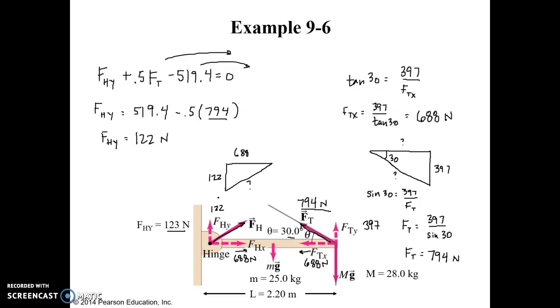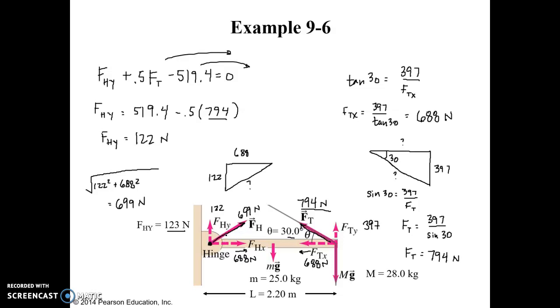So if I just take the square root of 122 squared plus 688 squared, that is equal to 699 newtons. So that's the last unknown force here. 699 newtons is the total force acting on the hinge.